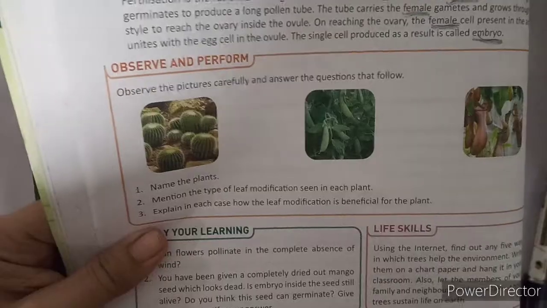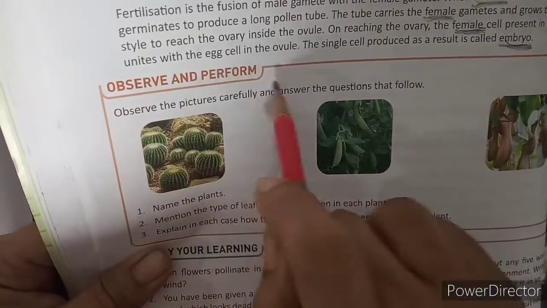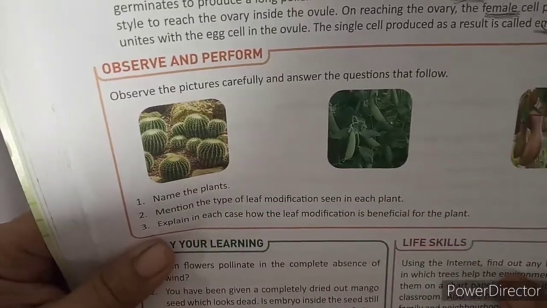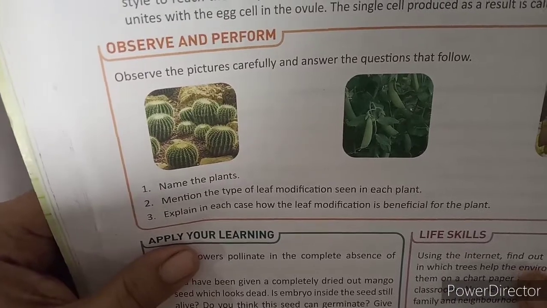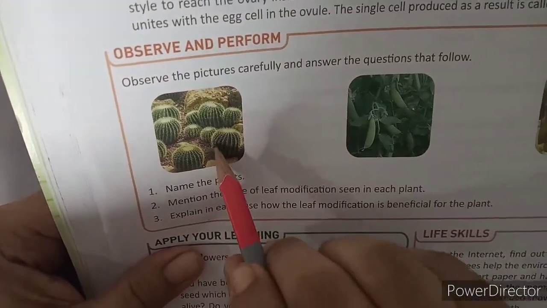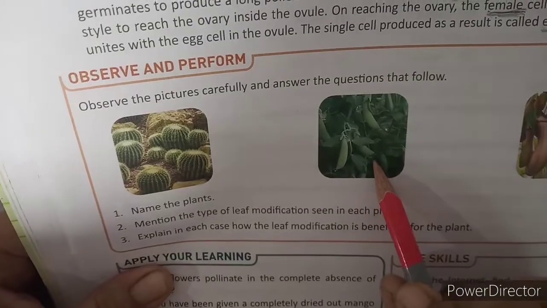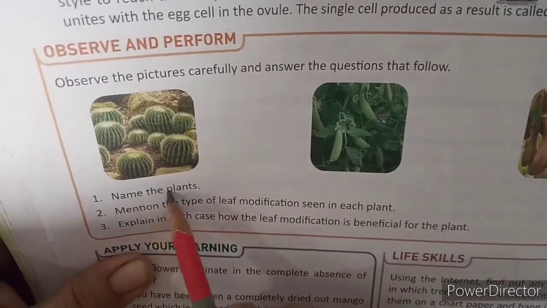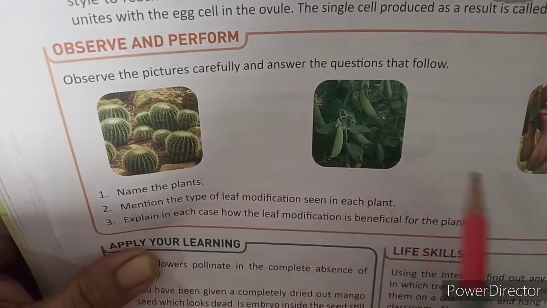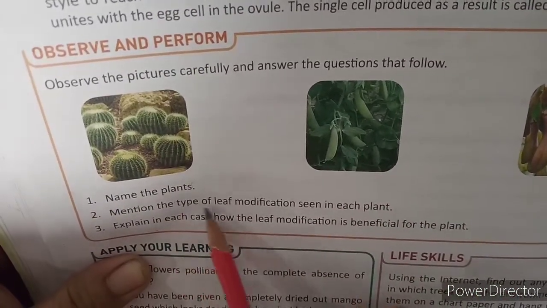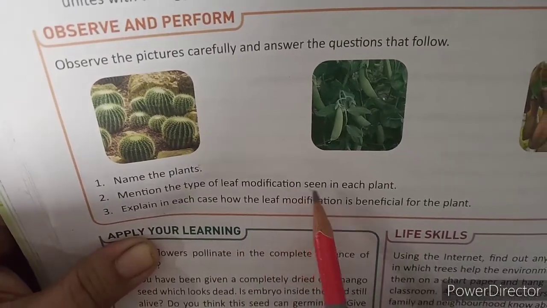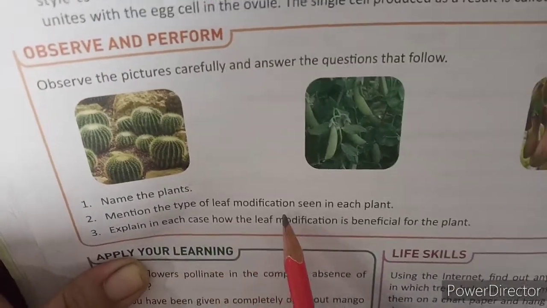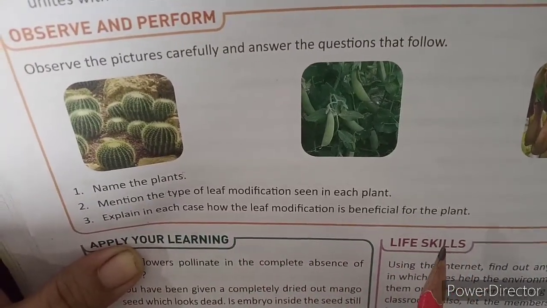Now if you go for this observe and perform, what is given is, observe the picture carefully and answer the questions that follow. Here you can see the cactus plant, here you can see the pea plant with tendrils, and here the pitcher plant, isn't it? So name the plants. One by one you are going to name the plants, then mention the type of leaf modification seen in each plant, then explain in each case how the leaf modification is beneficial for the plant.